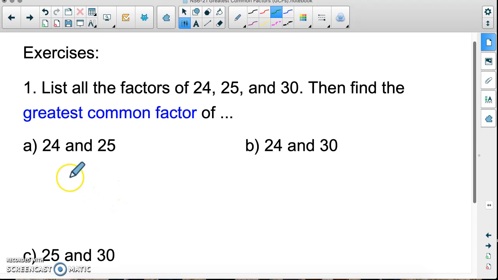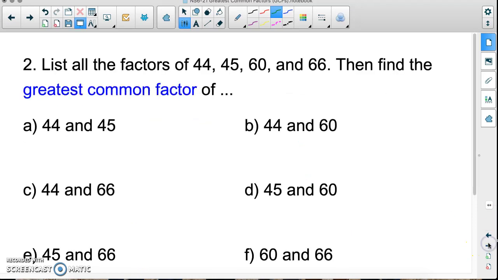Great job if you did the work for these. So for 24 and 25, the greatest common factor there is going to be 1. That's the only number they have in common. For 24 and 30, the greatest common factor is going to be 6. And then for 25 and 30, the greatest common factor should have been 5 that you found. So let's go on to exercise number 2 here.